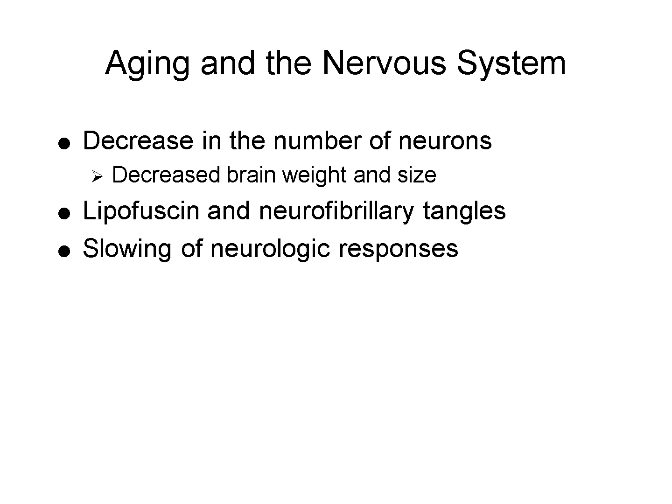With aging, the nervous system undergoes gradual changes. There is a decrease in the number of neurons, along with loss of brain weight and size. Accumulation of lipofuscin and neurofibrillary tangles is common. Neurologic responses slow down, affecting reflexes, coordination, and short-term memory. Understanding these changes is vital in elder care and neurology.